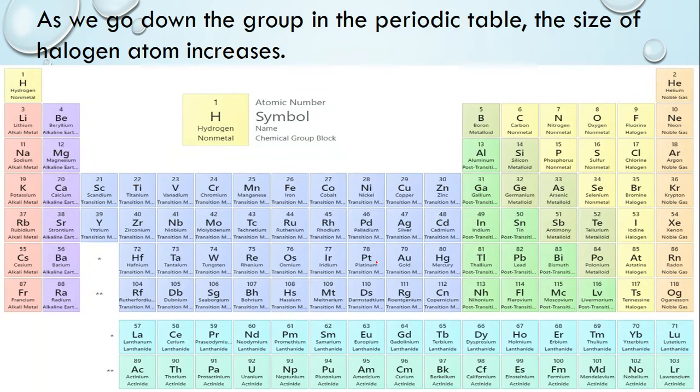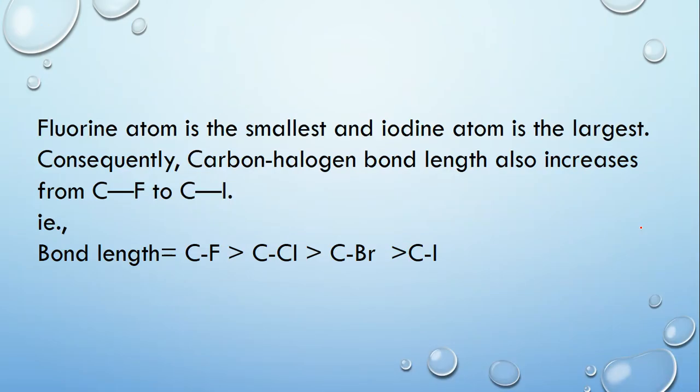Now as we go down the group in the periodic table, the size of the halogen atom increases. So look at this. You have fluorine, chlorine, bromine, and iodine, with atomic numbers of 9 for fluorine, 17 for chlorine, 35 for bromine, and 53 for iodine. So the size of the halogen atom goes on increasing down the group. Fluorine is the smallest and iodine is the largest.